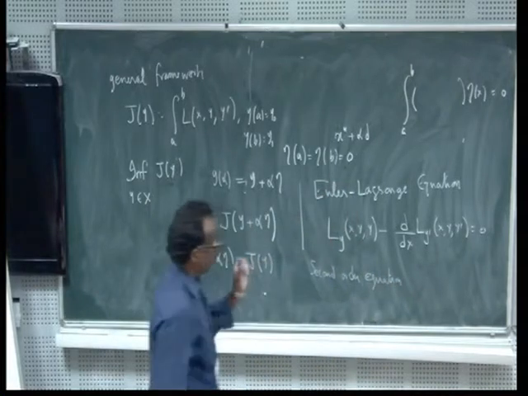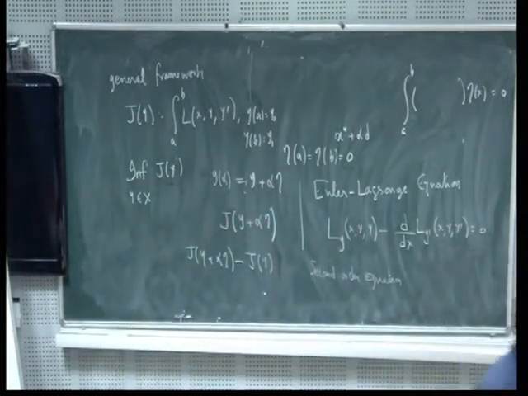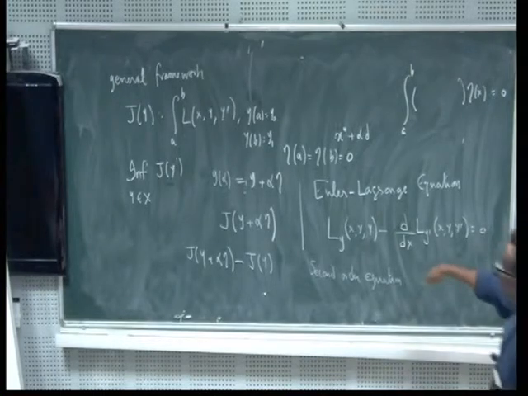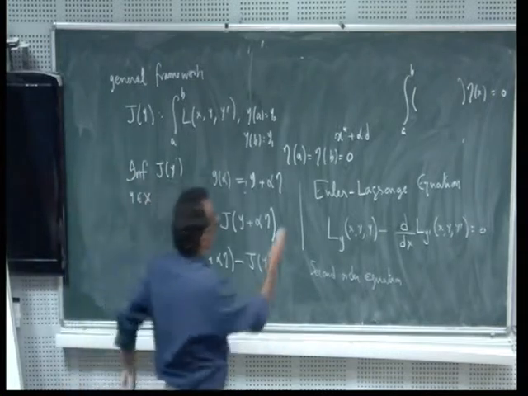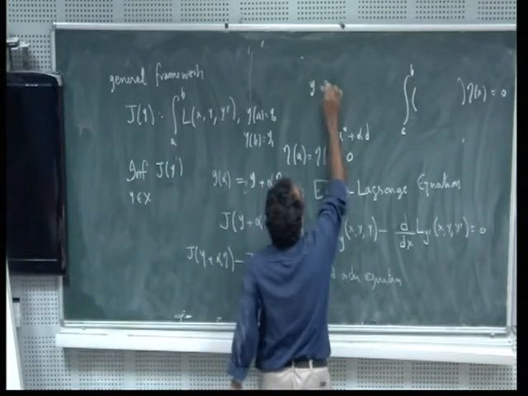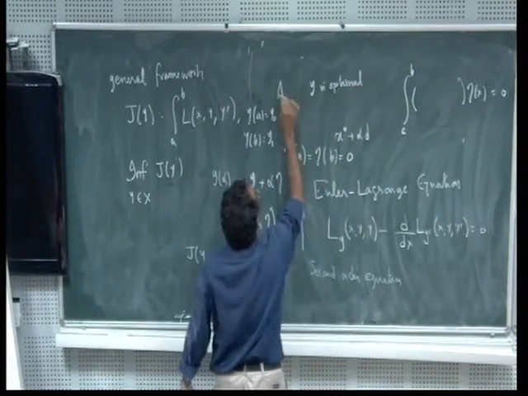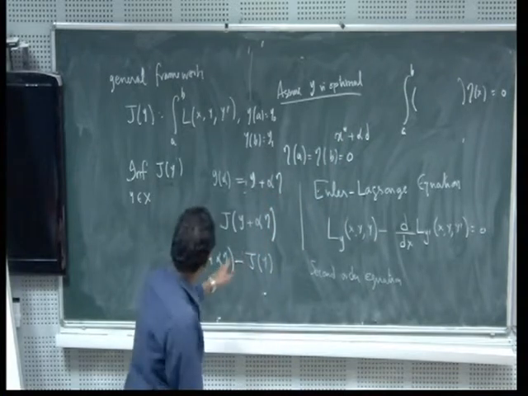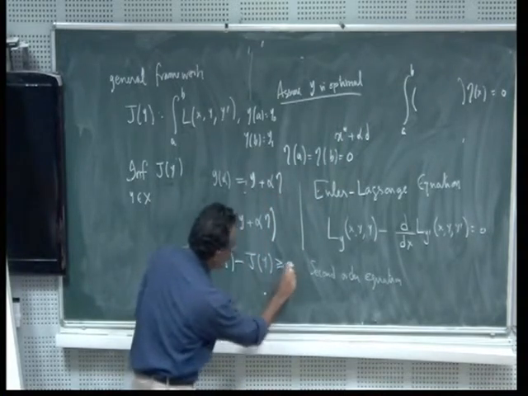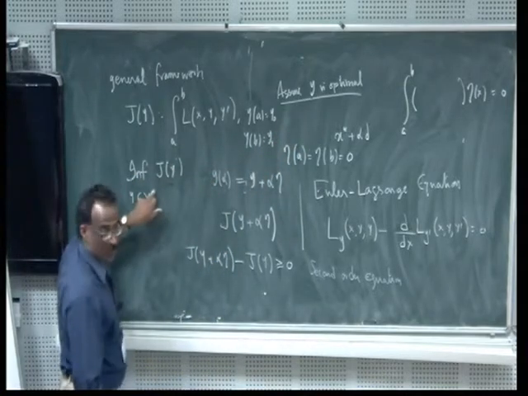So the first remark you have to understand is that if y is an optimal solution, that's how you derive it. Recall once more what I said: you are starting with y being optimal. It's a necessary condition, you have to do that. That's why you get this, which is greater than or equal to 0. So you are starting with y as a solution to the minimization problem.